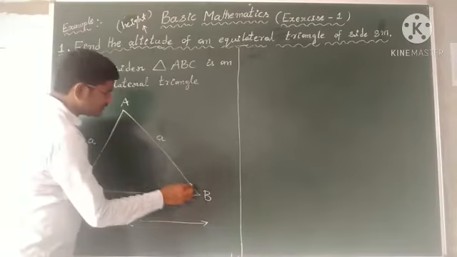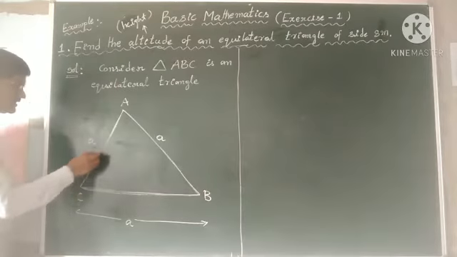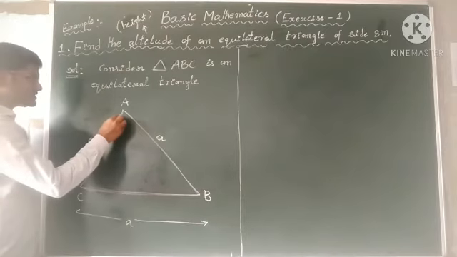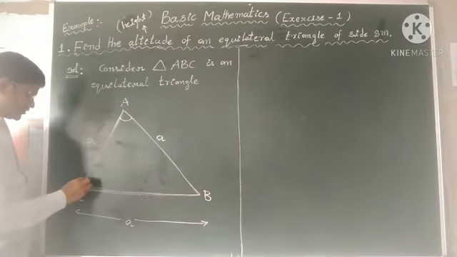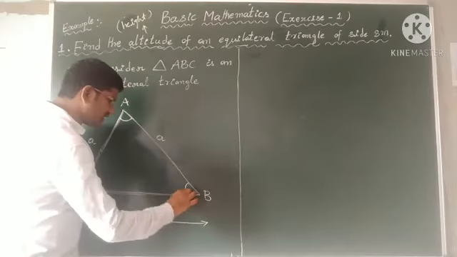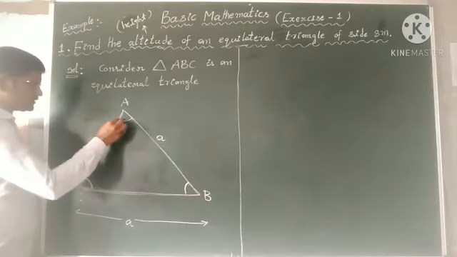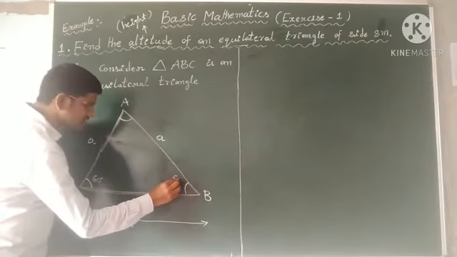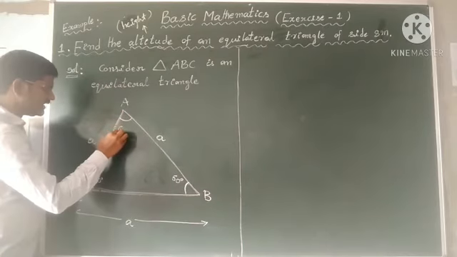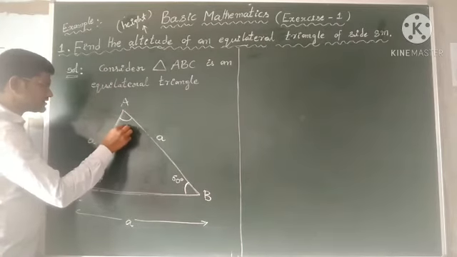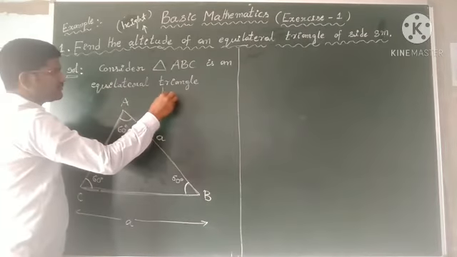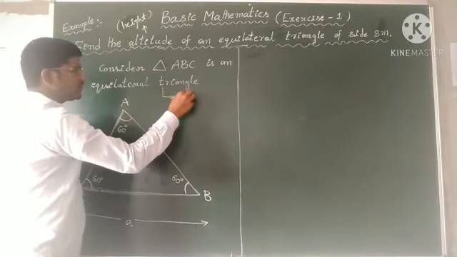So AB, BC and CA all have equal lengths, and all angles are equal to 60 degrees, we know that. So this is 60 degrees, this is 60 degrees and this is also 60 degrees. Okay, students. So equilateral triangle means what is the hint we know?